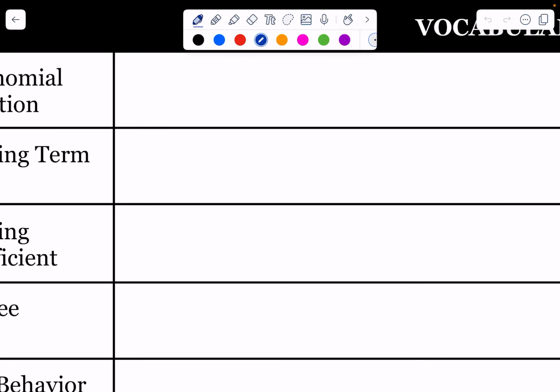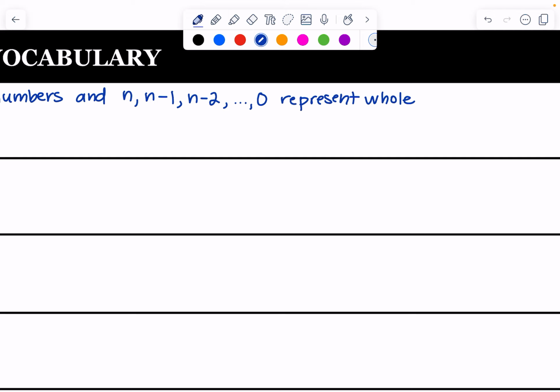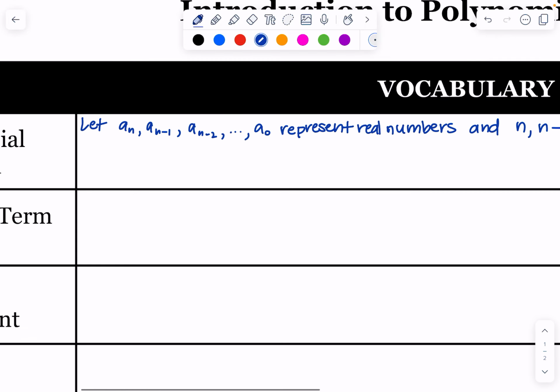A polynomial function, it says let a sub n, a sub n minus 1, a sub n minus 2, all the way to a sub 0 represent real numbers, and n, n minus 1, n minus 2, all the way to 0 represent whole numbers. Then, I'll go to the next line.